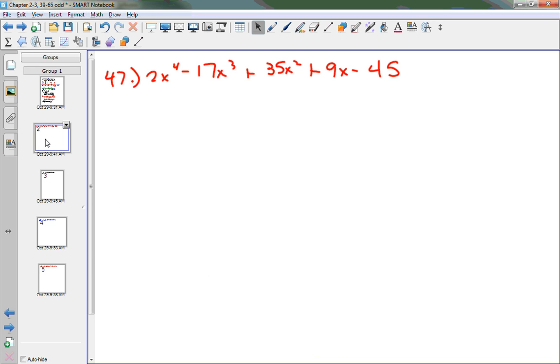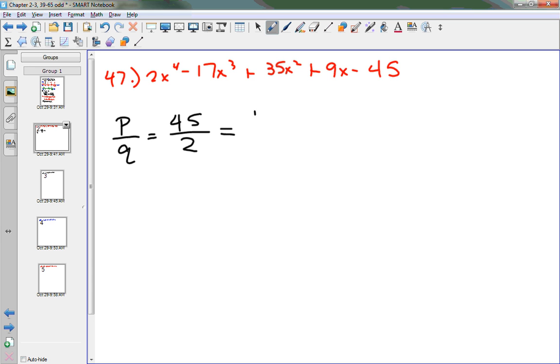The next section of homework says, use the rational zeros test to list all possible rational zeros of f. Use the graph utility to verify that the zeros of f are contained in that list. Okay, so here we go on 47. 2x to the 4th minus 17x cubed plus 35x squared plus 9x minus 45. It wants you to do your p divided by your q. What did we learn p was yesterday? P is your constant, which is going to be the 45. And q is what? The leading coefficient, which is your 2.